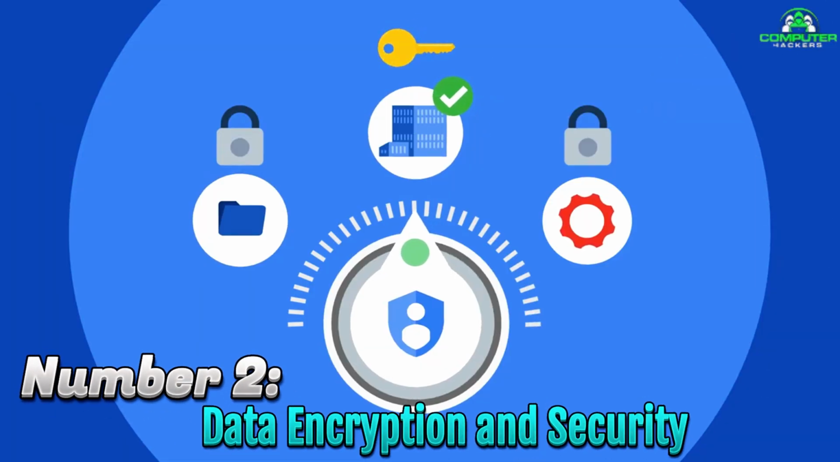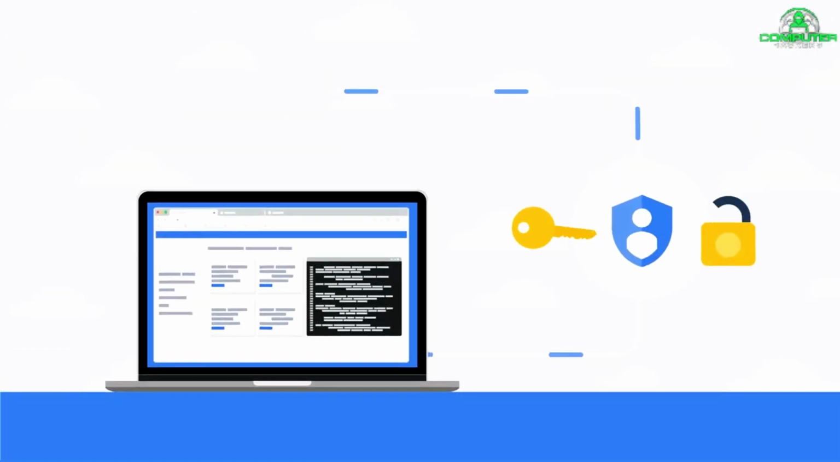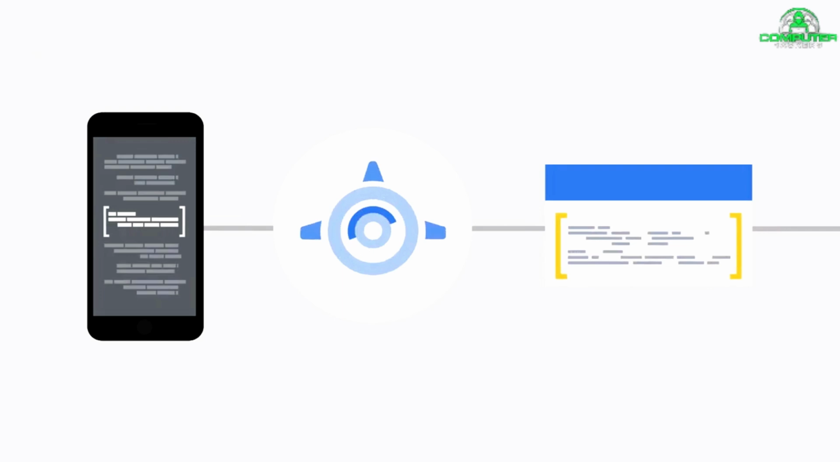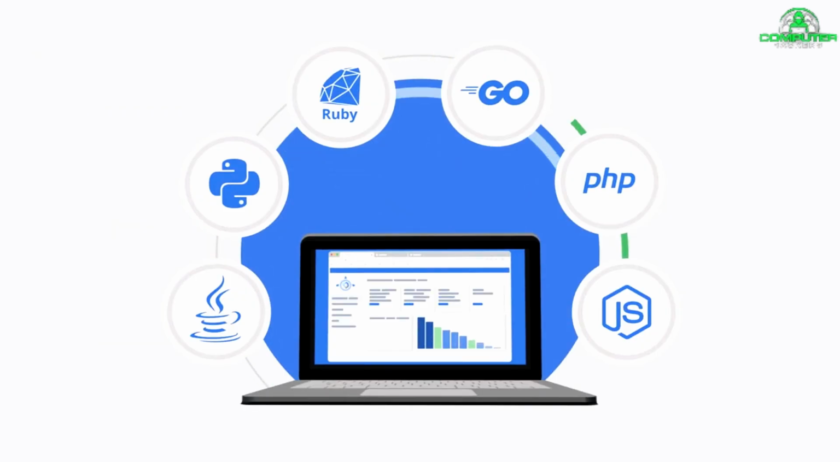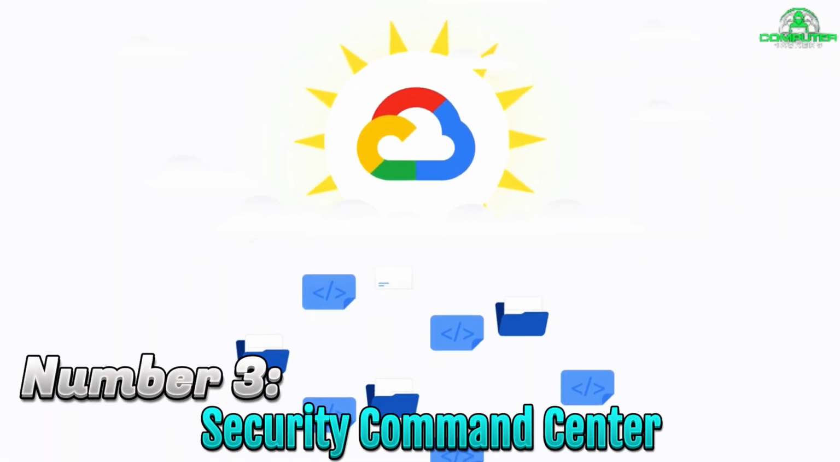Number 2. Data encryption and security. GCP automatically encrypts data at rest and in transit by default, using AES-256 for storage services and TLS for network traffic. For more granular control, customers can use Cloud Key Management Service (KMS) or bring their own keys (BYOK) for managing encryption keys.